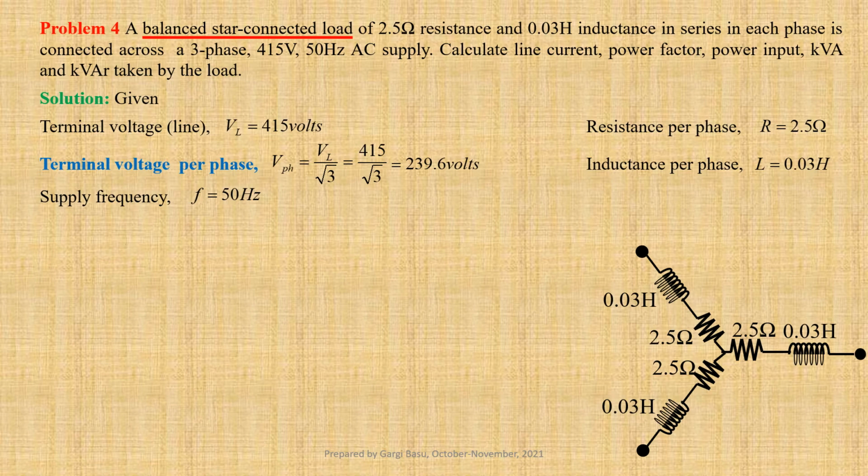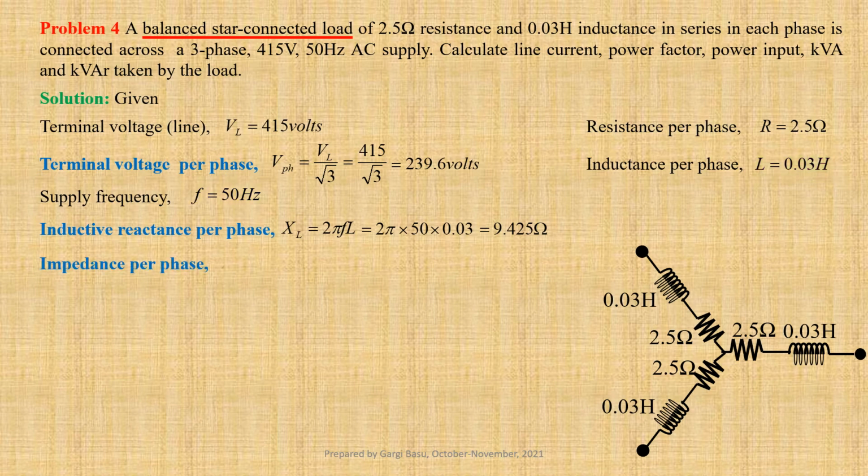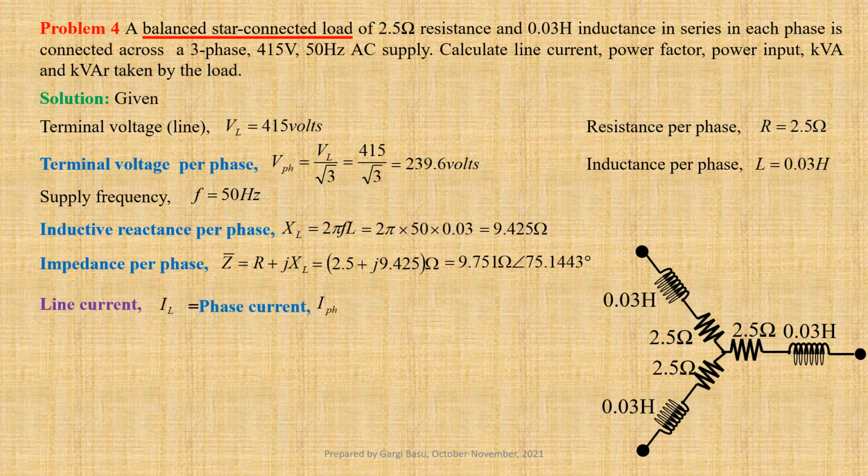Let us first compute inductive reactance per phase. XL equals 2 pi F into L. Using values we get 2 pi into 50 into 0.03. That gives us 9.425 ohm. Now we shall write down impedance per phase in phasor form. Z equals R plus JXL, that is equal to 2.5 plus J 9.425 ohm. This may be written in polar form as 9.751 ohm at an angle 75.1443 degree.